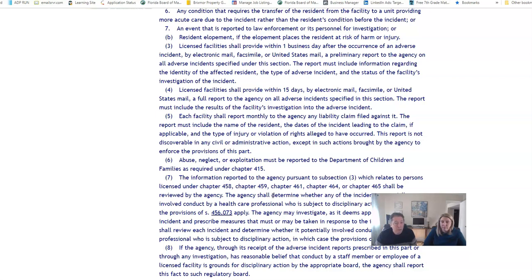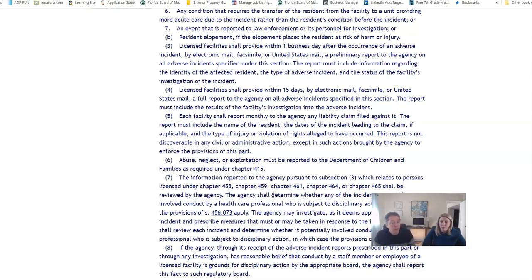Each facility shall report monthly to the agency any liability claim filed against it. We talked about that. The report must include the name of the resident, the dates of the incident leading to the claim, if applicable, and any type of injury or violation of resident rights alleged to have occurred. This report is not discoverable in any civil or administrative action, except in such actions brought by the agency to enforce provisions of this part. So if you're sued, filing the report, it's not discoverable.